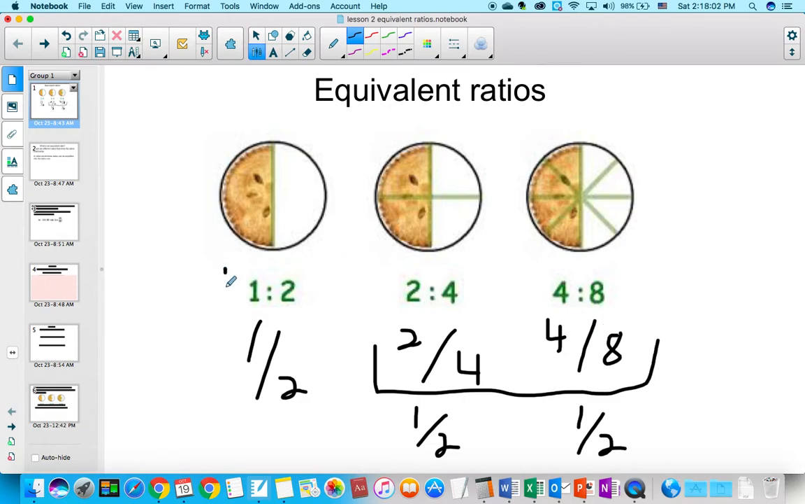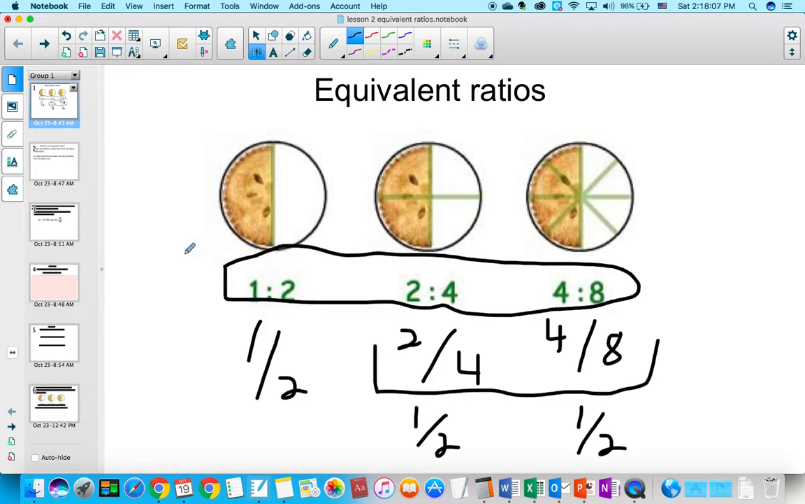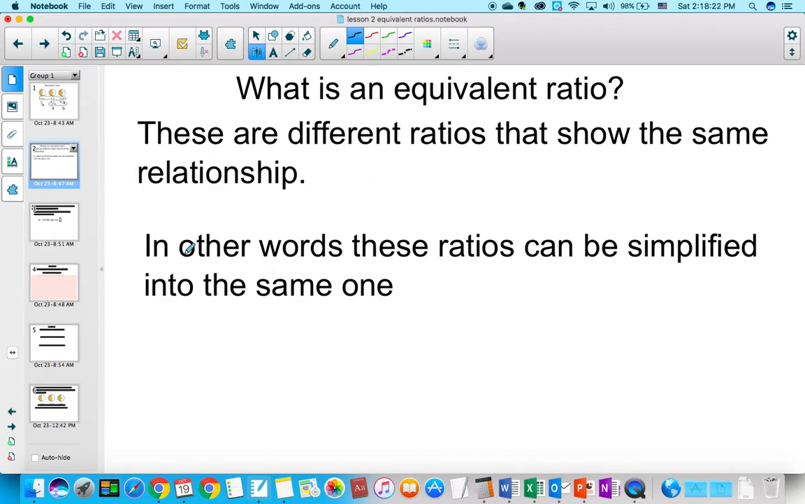And that's basically what we're going to be doing for ratios. I'll show you a little trick with them. You can temporarily turn ratios into fractions just so that you can make it easier to simplify. But once you get used to it, you don't have to do that. Essentially, equivalent ratios are different ratios that show the same relationship. So they're different ratios, they have different numbers, but they represent the same relationship. In other words, these ratios can be simplified into the same one, right?